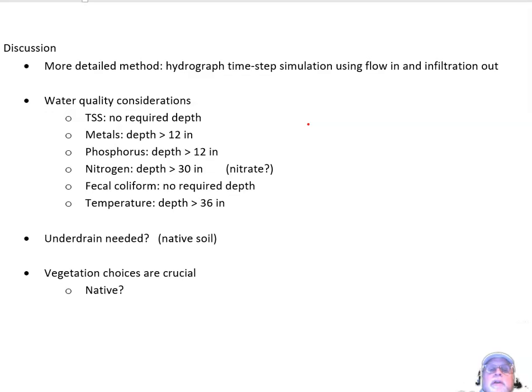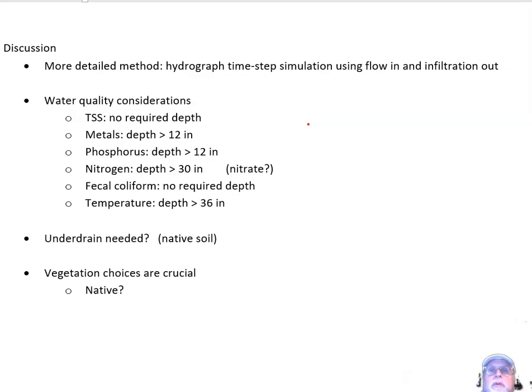For nitrogen, I saw somewhere it's 30 inches. Now nitrate is dissolved and not reacts with anything, so I'm not sure the nitrate would make it through, but other than nitrogen, I guess. Fecal coliform, like the solids, it gets physically filtered out, so if you're putting it through the soil, you're going to get that.